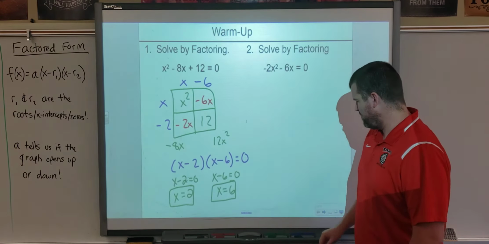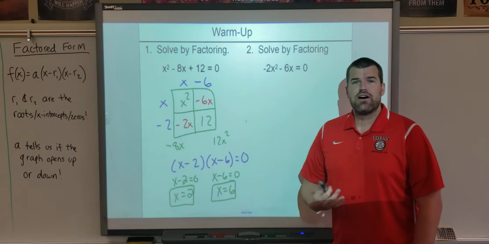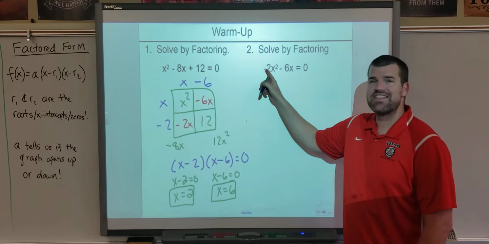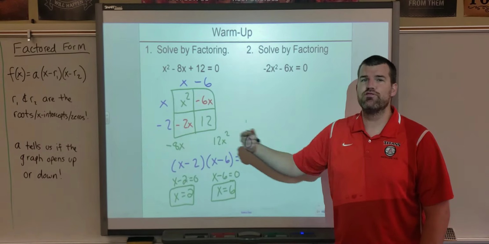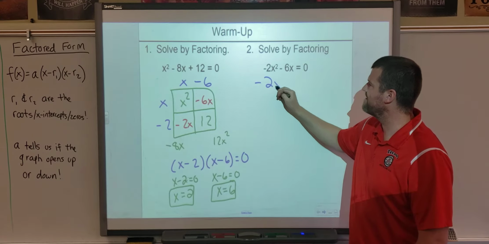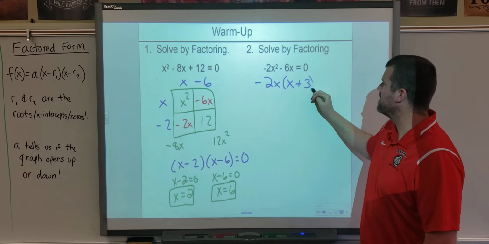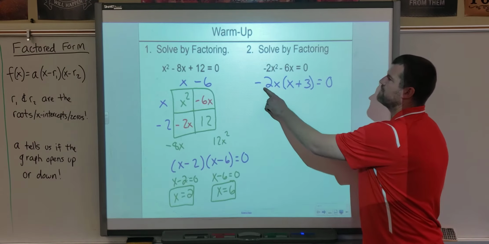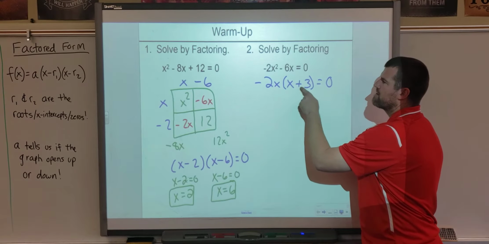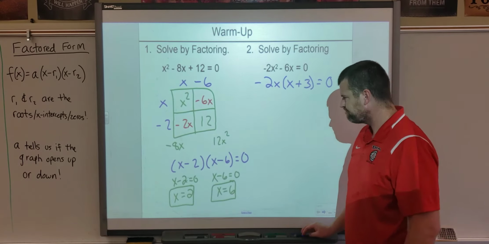All right, another example of factoring. This time we don't have a c value, which means we can automatically take out the GCF. And also, if our a is negative, we always remove the negative. So my GCF on this is actually negative 2x, which will leave me with x plus 3, right? Because negative 2x times x is negative 2x squared, and then negative 2x times a positive 3 will get me back to the negative 6x.